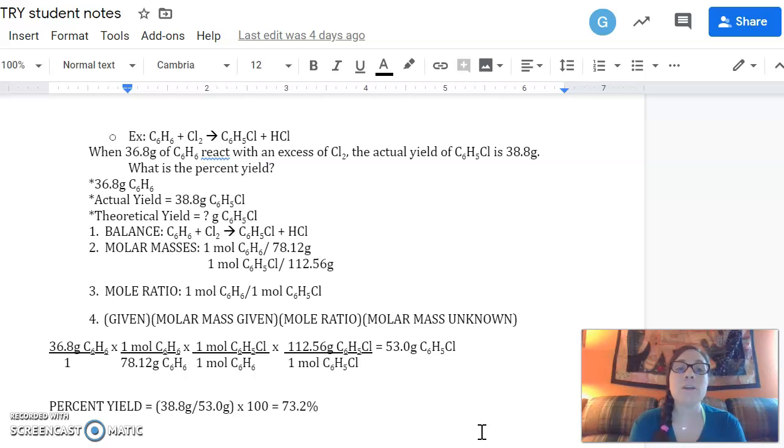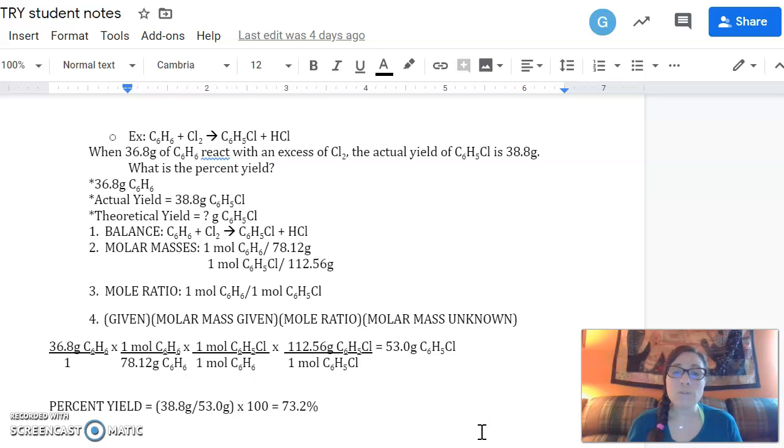In this problem, we're starting with 36.8 grams of C6H6, and that reacts with excess Cl2. Anytime a problem says something is in excess, that step is done for you. You don't have to figure out your limiting reactant because you know the excess is the excess reactant. Then it tells you the actual yield of one of our products is going to be 38.8 grams. What is the percent yield? So what we have to do is figure out the theoretical yield based on these numbers and then compare it to the actual yield that's given in the problem.